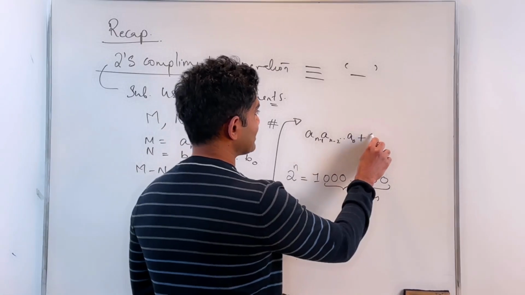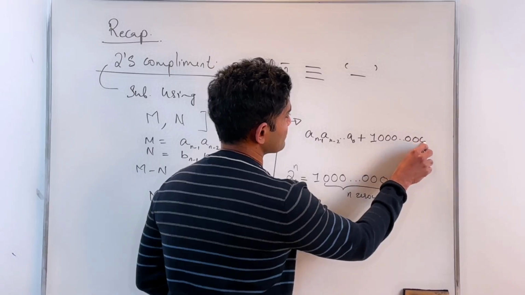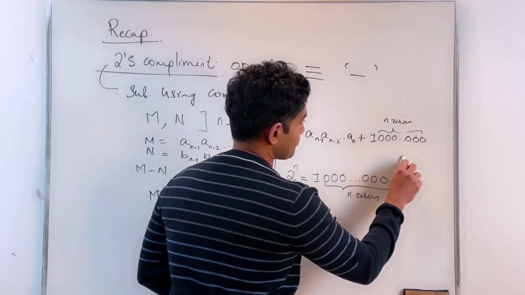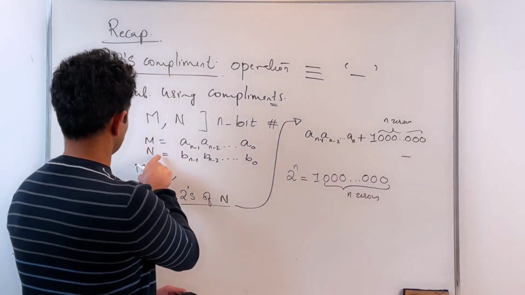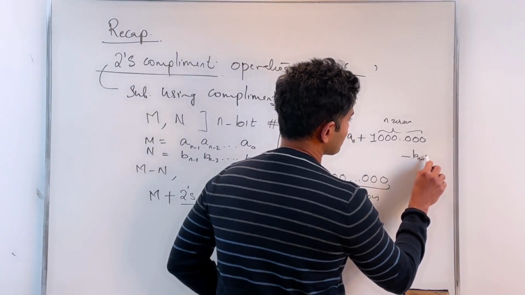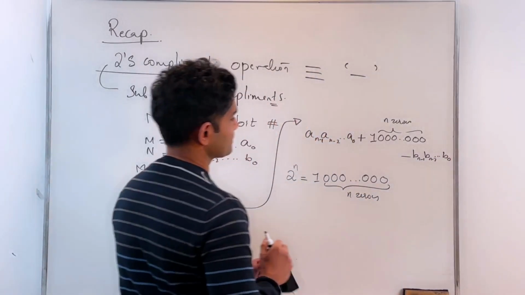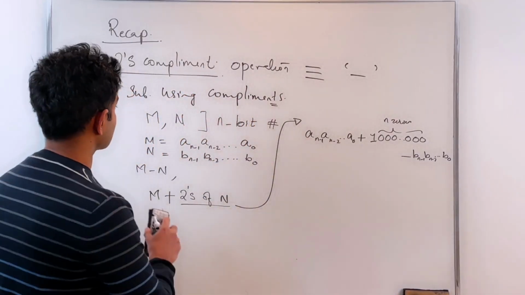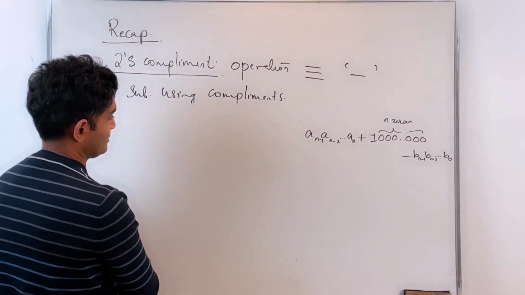So basically, I add 1 followed by n zeros. So these are n zeros minus N, which is the uppercase N, which is bn minus 1, bn minus 2, and so on, b0. All right. Are you with me until this point?